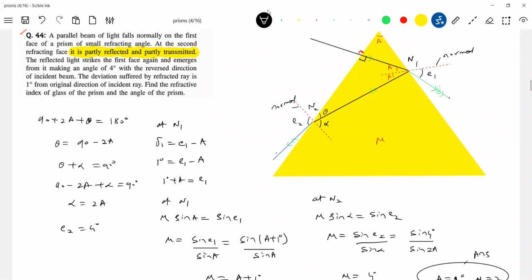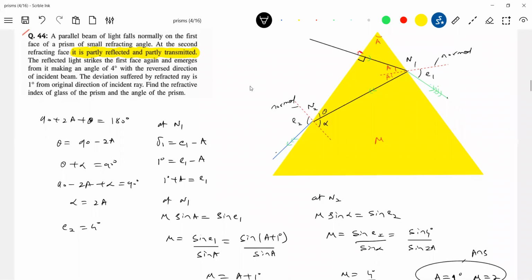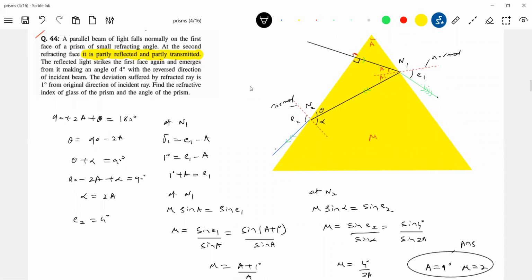Okay, partly reflected, partly transmitted. I think this is something very important. It's not TIR, no TIR at N1, which means there's a natural phenomenon that will occur.